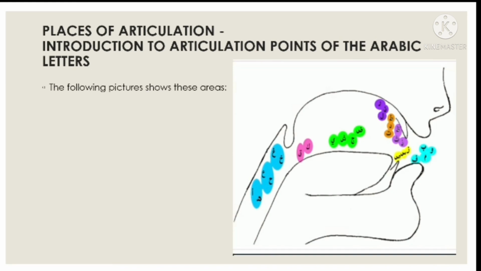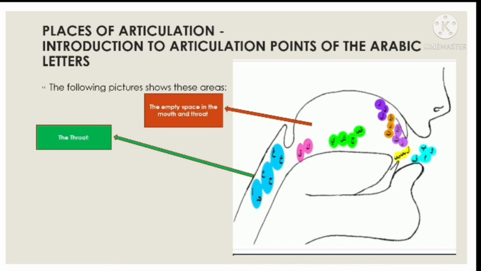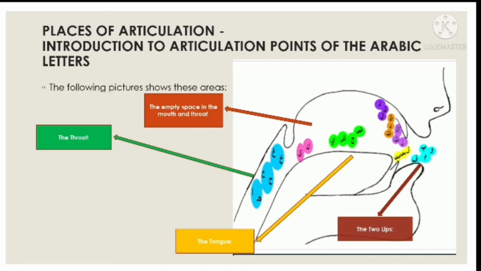The following picture shows these areas. So as you can see, this is the throat, and there are these 6 letters that come from the throat. Then we have the empty space in the mouth and throat, and then we have this tongue, and the fourth area is the 2 lips, from which these 4 letters come, the letter waw, ba, mim, and fa, which we will be discussing in more detail later on. So I'm just telling you about the general areas of articulation points in this video. And the last one is the nasal passage.